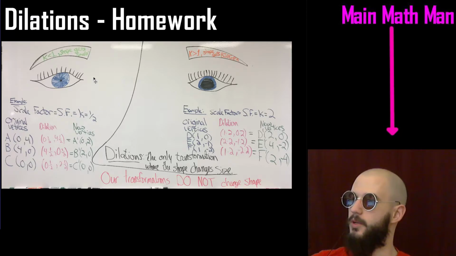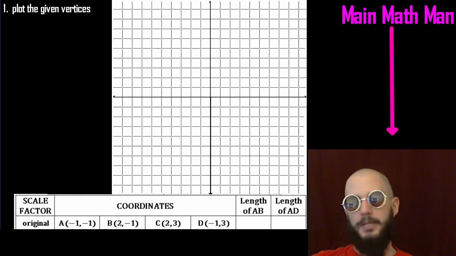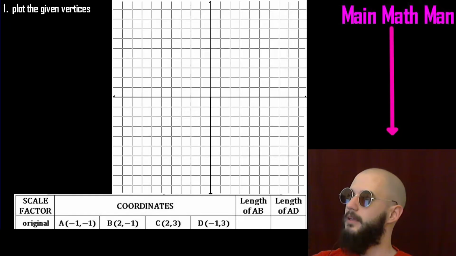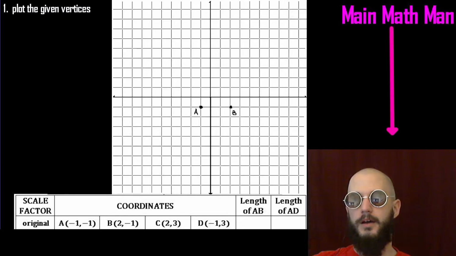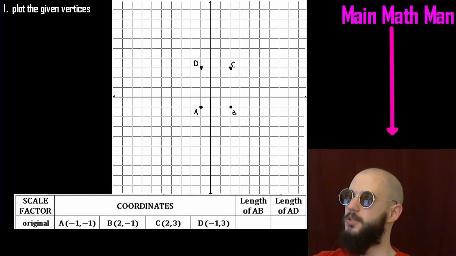And in this one, we're going to quickly go over some dilations. So like I've explained before, you want to make sure that you're plotting those original points first. Again, you call that original picture the pre-image. And so we're going to plot the given vertices. So we're going to have our point A, our point B, our point C, and our point D. And you're making sure you have this because that way you can see what the original picture or the pre-image is supposed to look like.